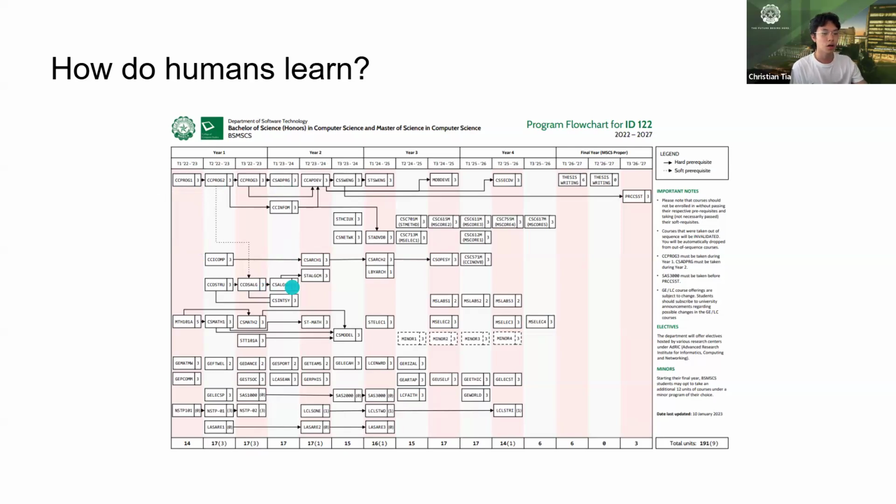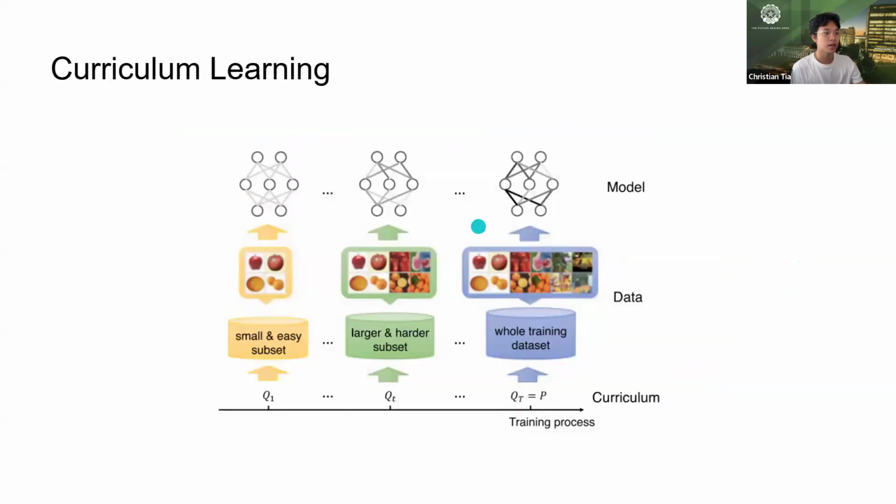And so if we take that concept of learning via curriculum, then that's how we arrive at curriculum learning with machine learning models. And here I have a basic diagram on how curriculum learning is done with our data set. The curriculum is divided into multiple steps.